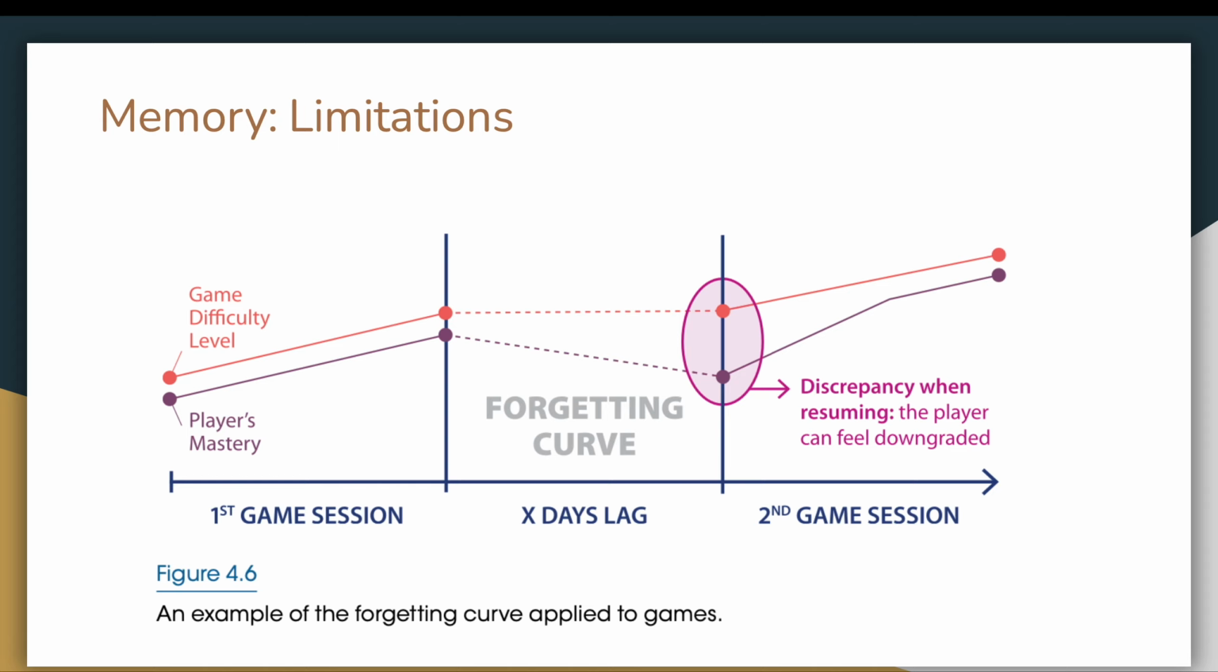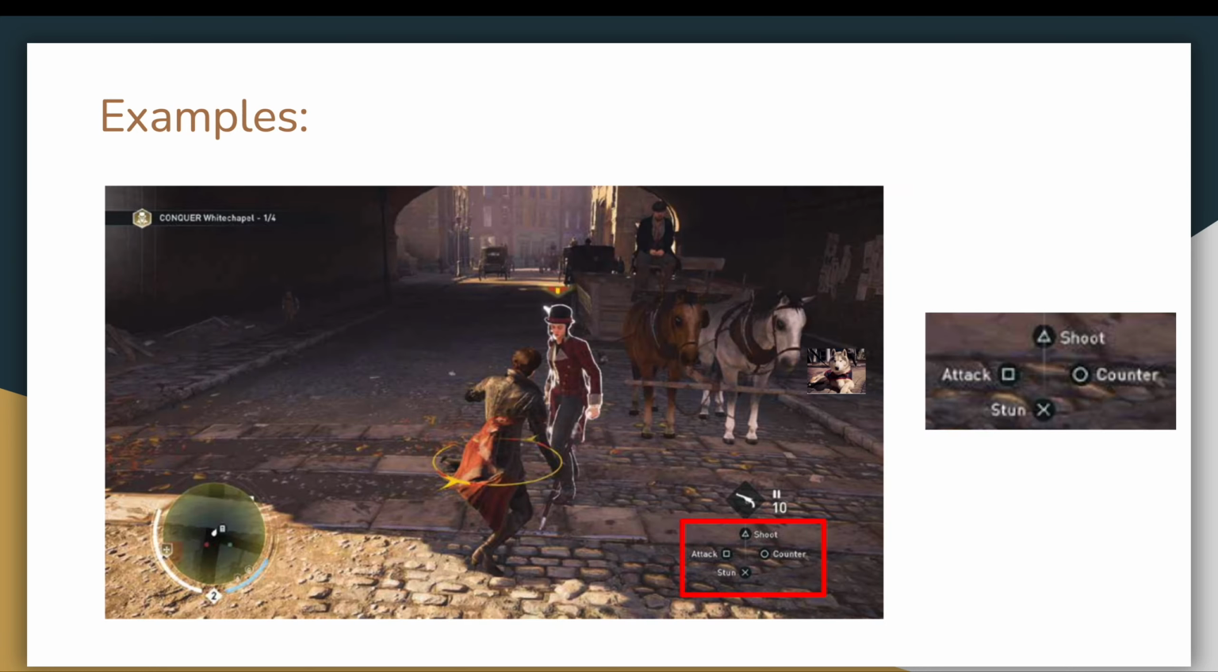When the player finally resumes the game, the system does not usually take into account how much time has passed. During that time, the forgetting curve occurred and some amount of information learned during the first game session was lost. What happens then is that there could be some discrepancy between the player's skill level and the challenge level reached at the end of the last game session. Players might have forgotten about some game mechanics, controls, or objectives. Let's see how we can solve this problem.